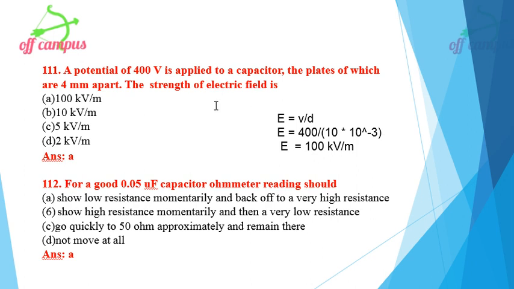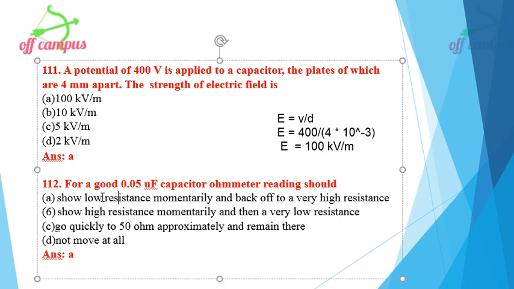We know the relation between electric field, voltage and distance is E equal to V by d. What is the given voltage? 400 divided by 4 millimeter. 4 millimeter is nothing but 4 into 10 power minus 3. 400 divided by 4 is 100. Then 10 power minus 3 is in the denominator, so it will come to the numerator as 10 cube. 10 cube is nothing but 1000, which is represented as kilo. So 100 kilovolt per meter. Option A, 100 kilovolt per meter, is the right option for this problem.